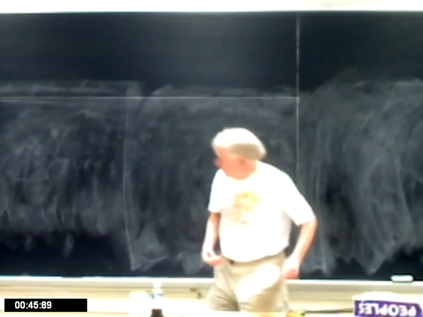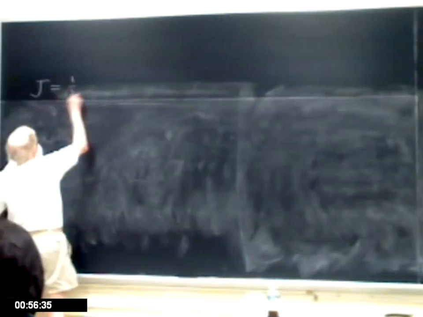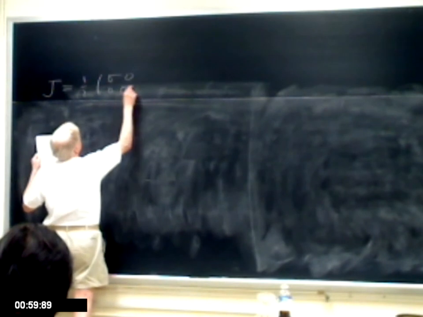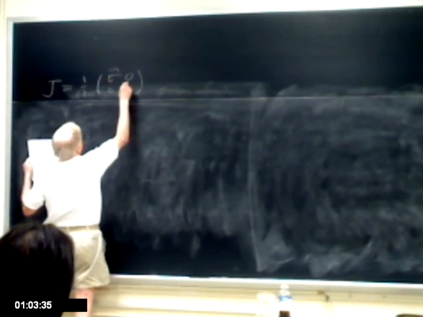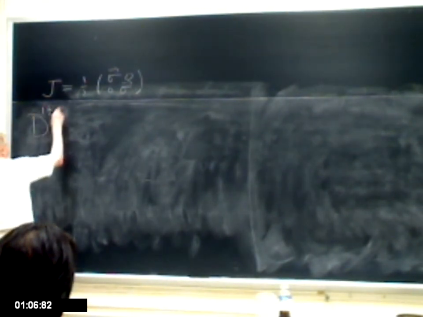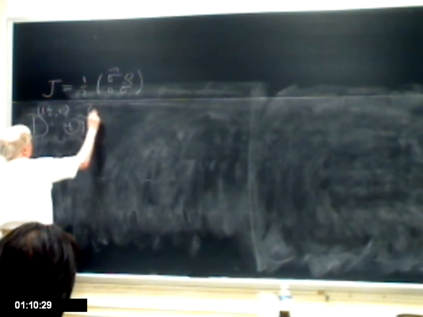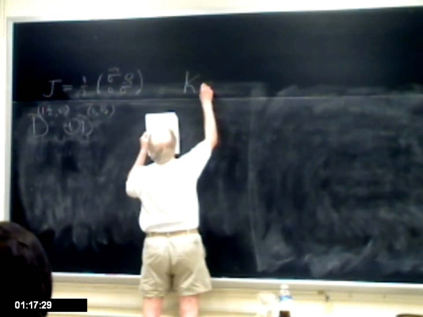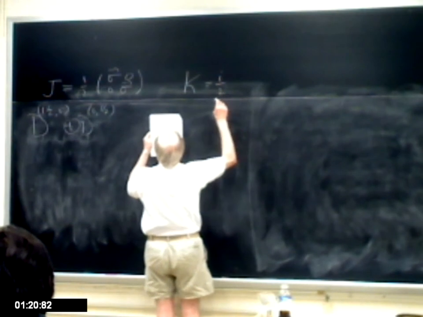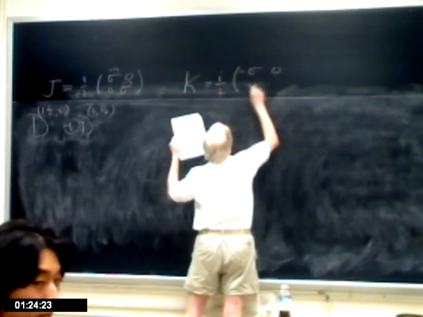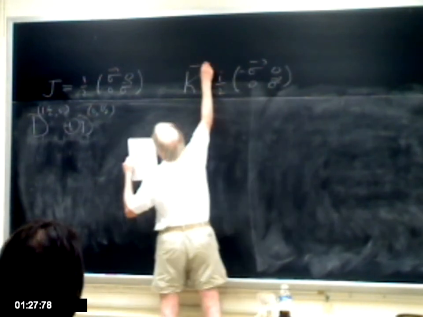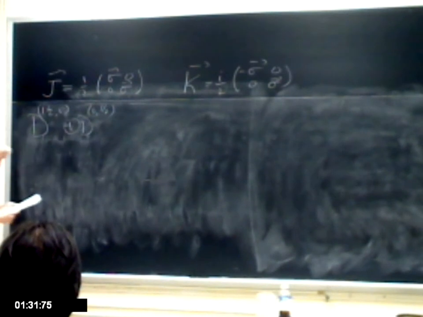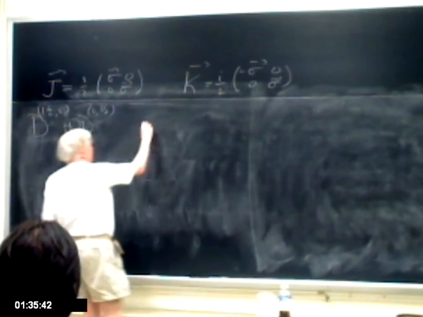So let me review where we were last time. We were talking about the representation of the Dirac field, which was one half zero direct sum zero one half. And so the matrices that represent rotations look like that, and the boosts look like this.